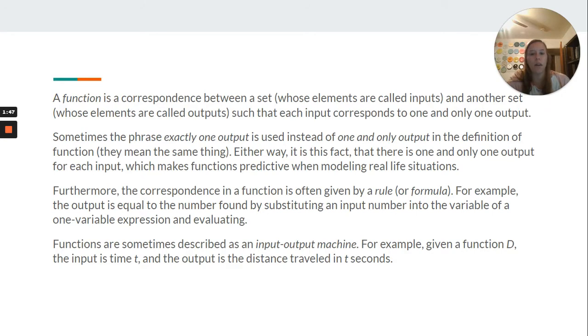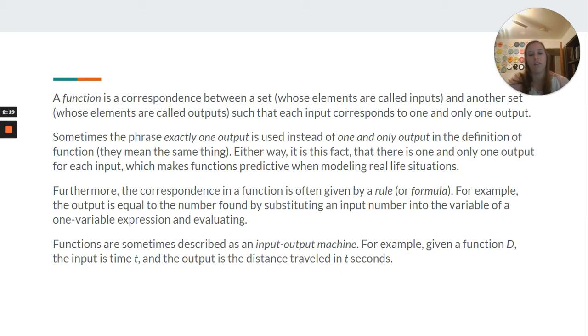Sometimes the phrase "exactly one output" is used instead of "one and only one output" in the definition of function, but they mean the same thing. Either way, it is this fact that there is one and only one output for each input which makes functions predictive when modeling real-life situations. Furthermore, the correspondence in a function is often given by a rule or formula. For example, the output is equal to the number found by substituting an input number into the variable of a one-variable expression and evaluating. Functions are sometimes described as an input-output machine.